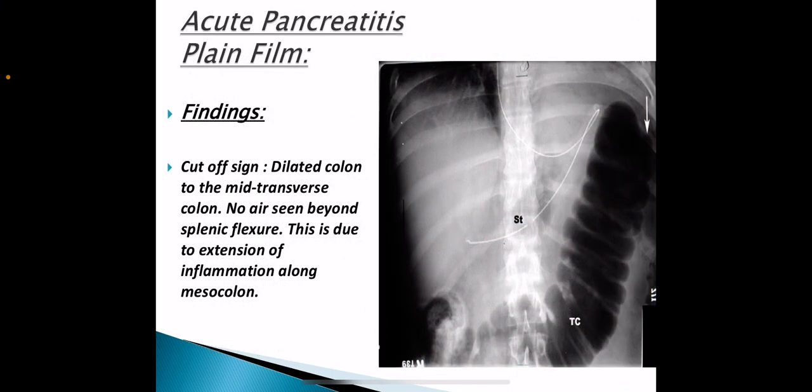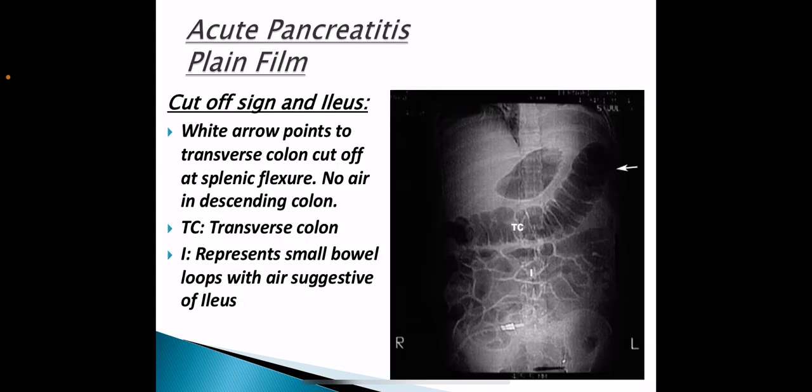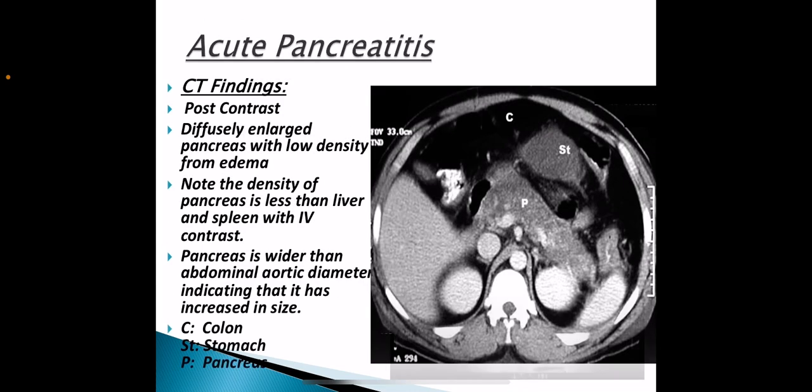Acute pancreatitis, plain film findings. Cutoff sign: dilated colon to the mid transverse colon, no air seen beyond the splenic flexure. This is due to extension of inflammation along the mesocolon. Cutoff sign and ileus: white arrows point to the transverse colon, cut off at the splenic flexure, no air in the descending colon. The transverse colon and small bowel loops with air are suggestive of ileus.